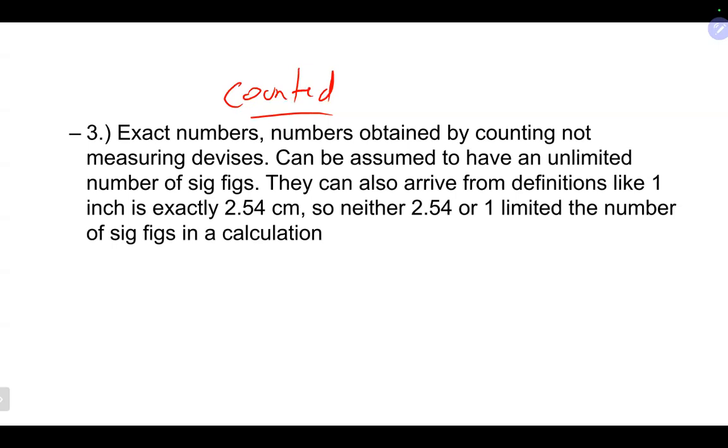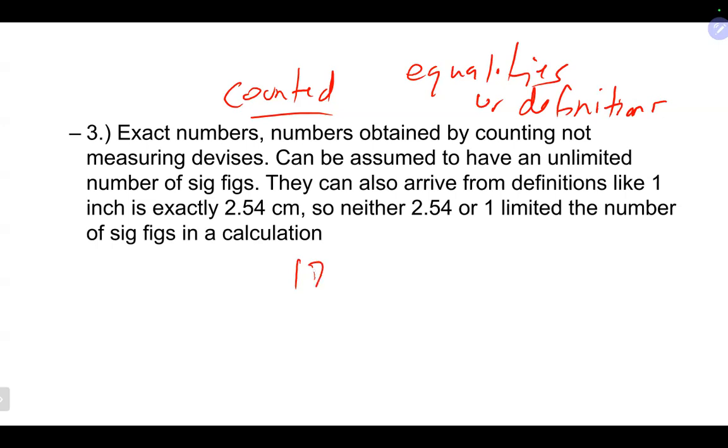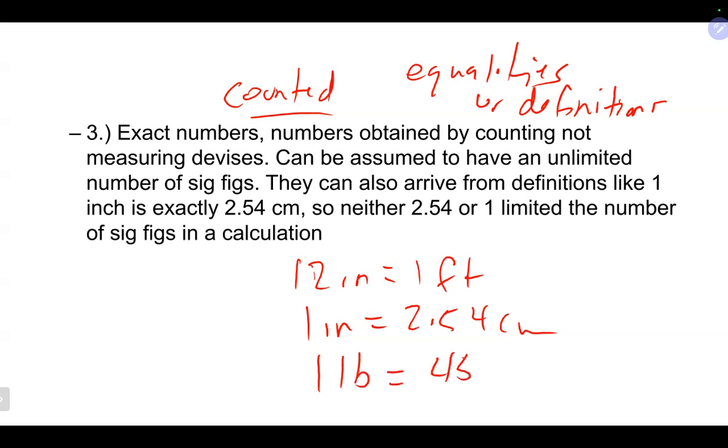The other, and probably the most common way that we come across exact numbers, are in equalities or definitions. For example, 12 inches is 1 foot. 1 inch is exactly 2.54 centimeters. I think she wants you to know maybe 1 pound is exactly 453.6 grams. These are what are considered exact numbers as well. They're definitions.